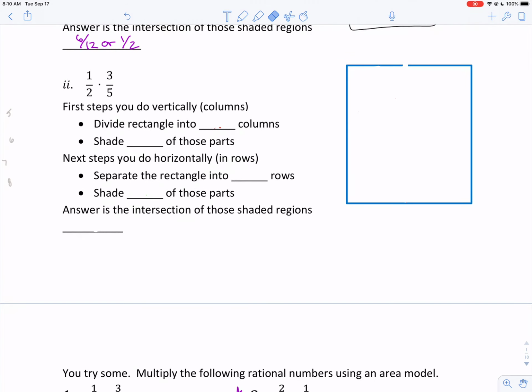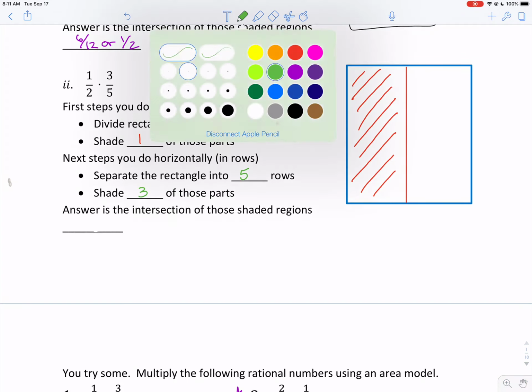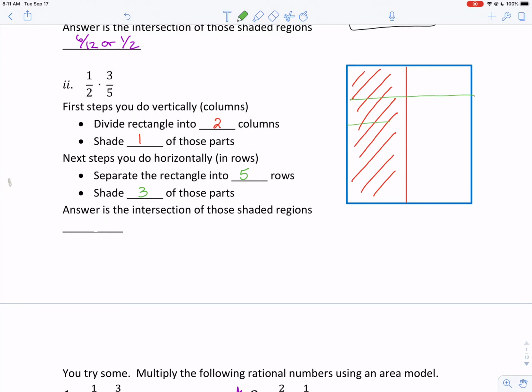Again, we need to divide the rectangle into 2 columns and shade one of those. Notice the first is vertically. Next, we're going to divide it horizontally. So we're going to separate it into 5 rows and shade 3 of those. So let's separate it into 5, and we're going to shade 3.